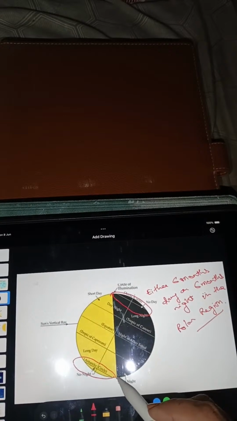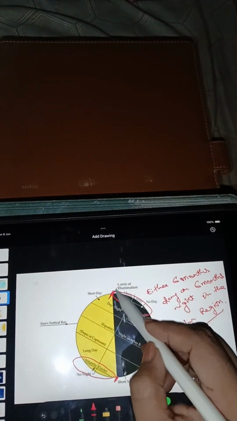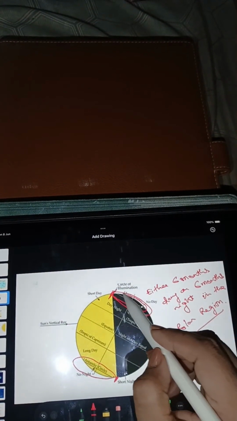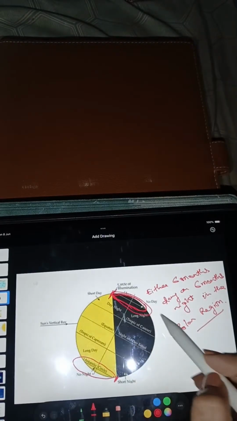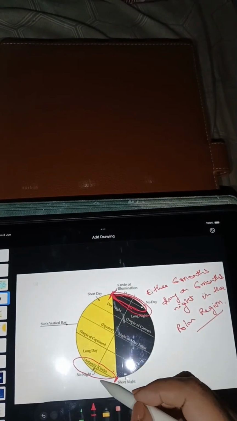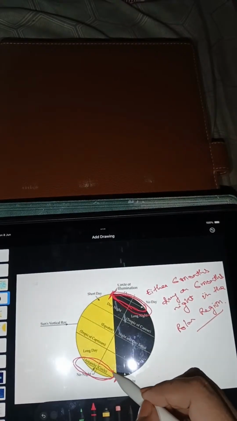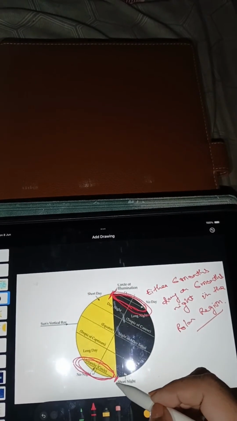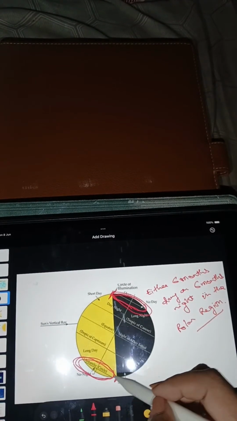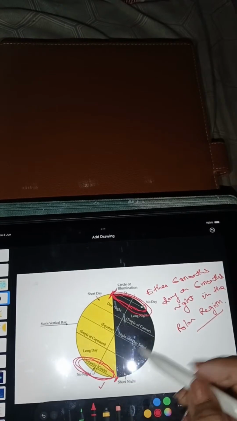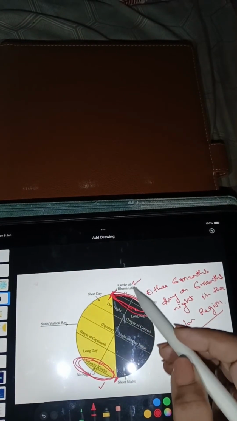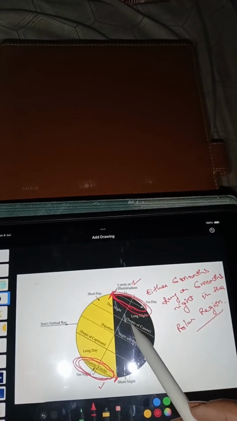You can see that the shadow circle is here and it is here. So the Arctic region is always covered under darkness, and this Antarctic region at this time is covered under daylight.